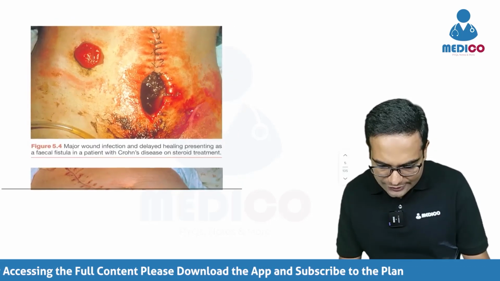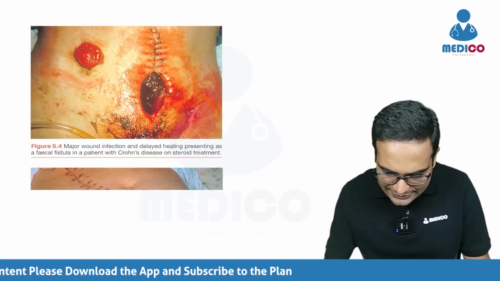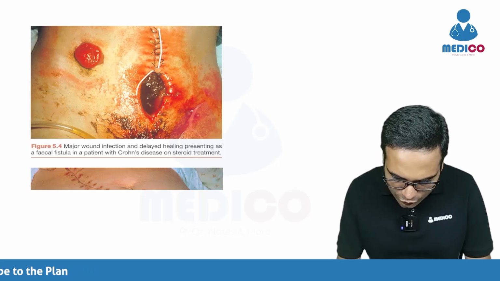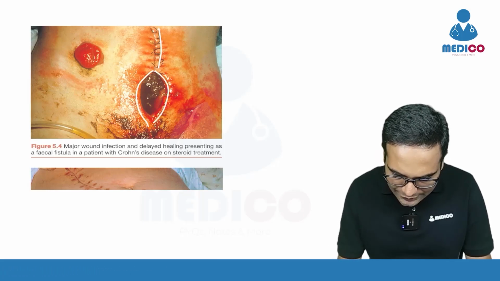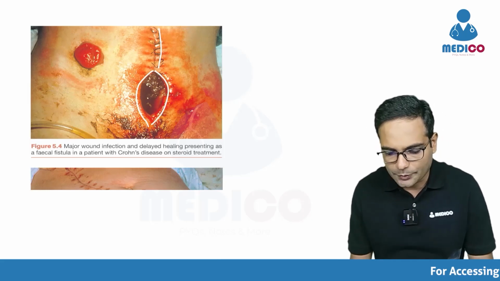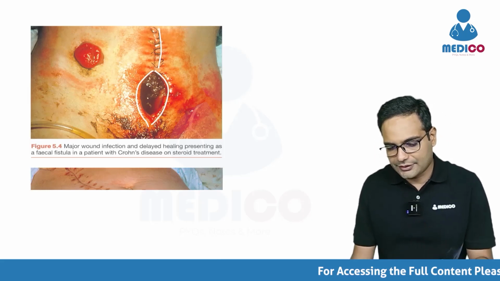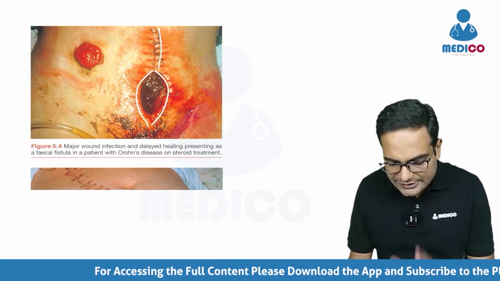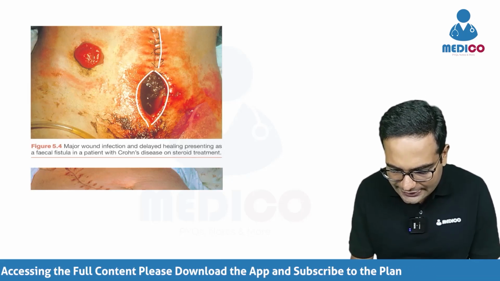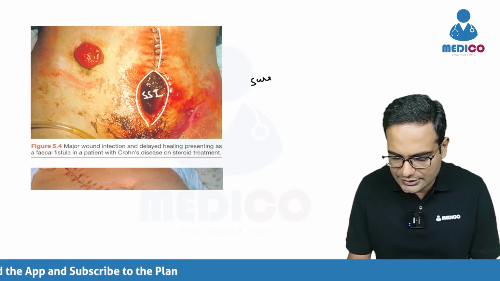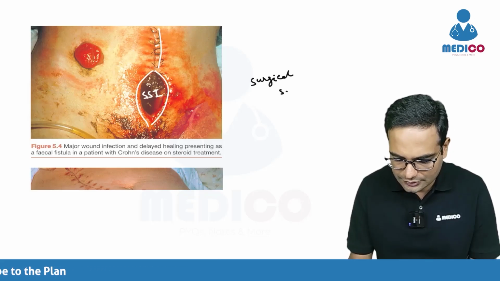Okay, so now what is this? Now in this patient, you can see this is the midline wound, right? You can see sutures over here, but below this the wound is left open. It may have undergone dehiscence on its own, or the sutures may have been removed. But what is important here is that you can see a surgical site infection over here.